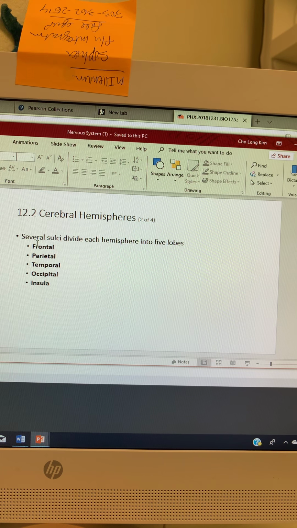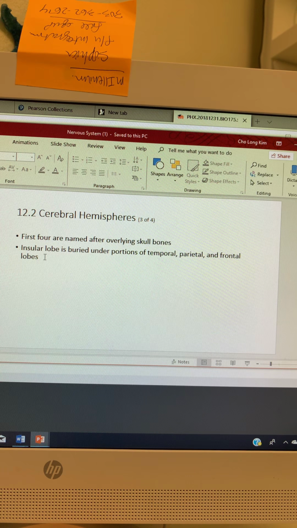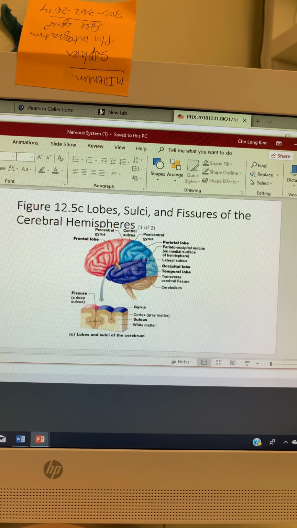Several sulci divide each hemisphere into 5 lobes. There's the frontal, parietal, temporal, occipital, and the insula. The first 4 are named after the overlying skull bones, where the skull bones are. The insular lobe is the deep lobe, which is buried under portions of the temporal, parietal, and frontal lobes.